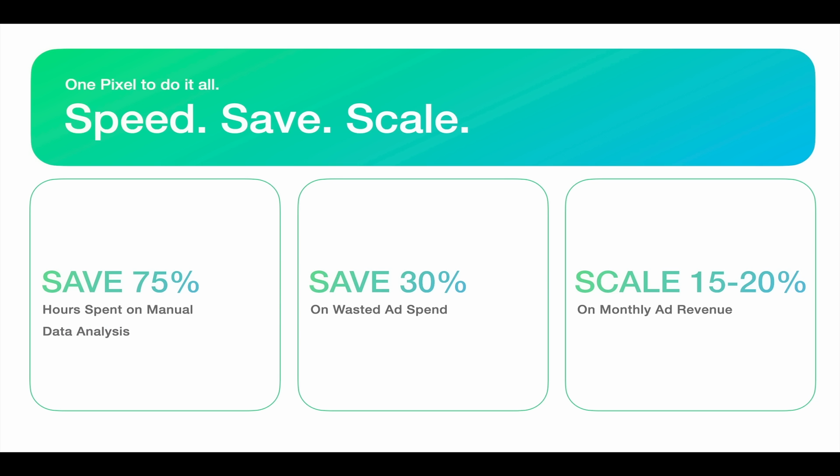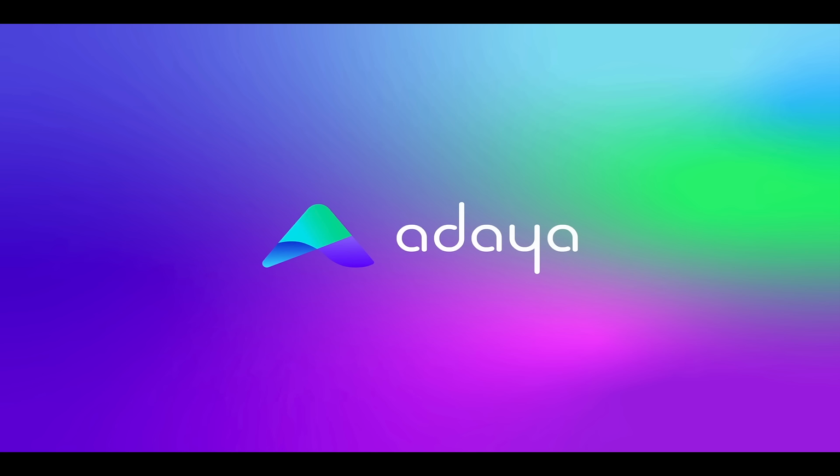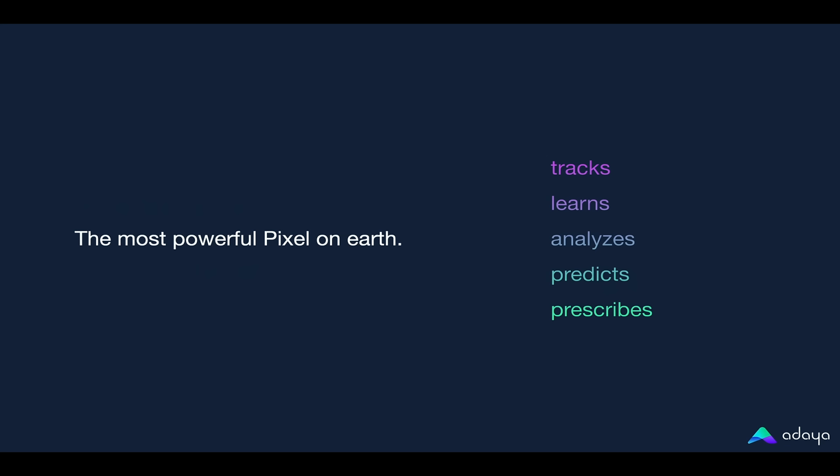And so it's really going to be one pixel to basically do it all. You'll be able to save 75% of your time spending on manual analysis. We're going to be able to save 30% or more on wasted ad spend, as well as scale an additional 15 to 20% on monthly ad revenue. So these are the things that it should be able to provide. And then the software is called Adeya. So this is what we're going to take you through today. It's called Adeya, and I'm going to jump into all of the things that really make it different.